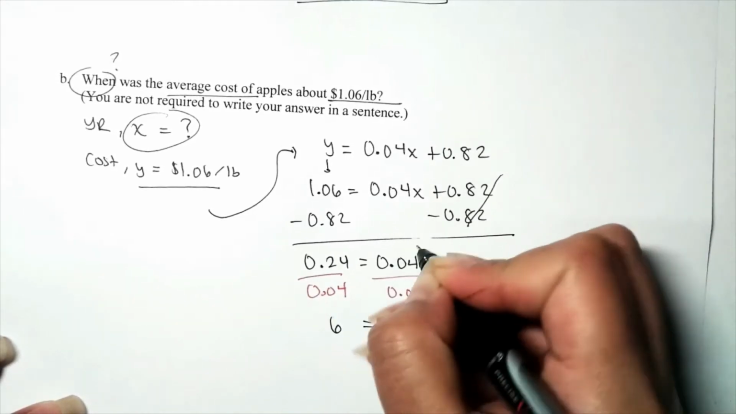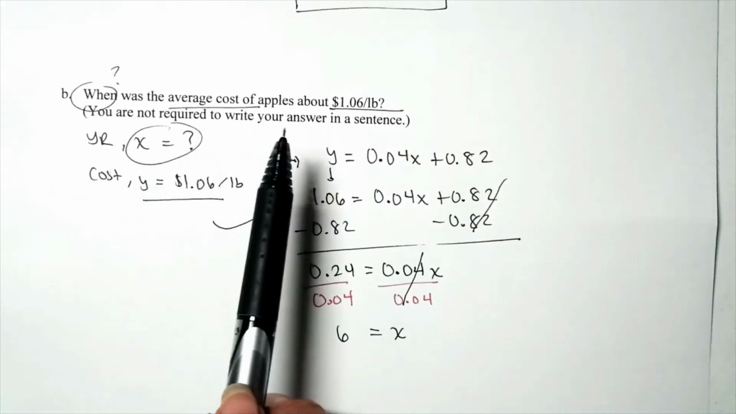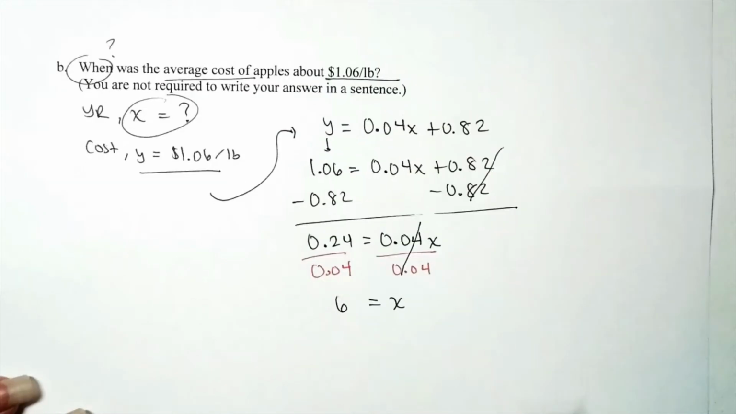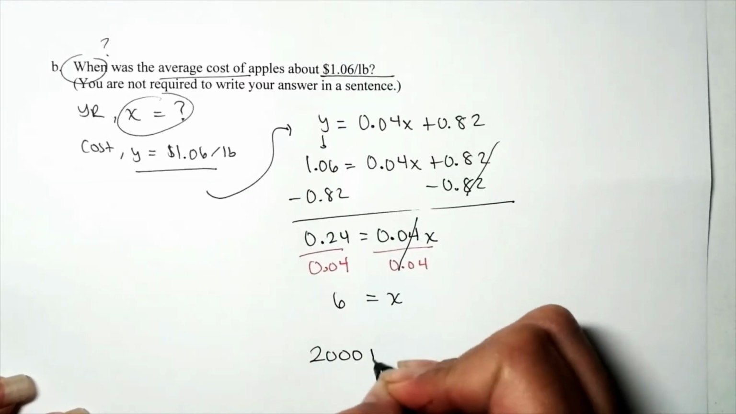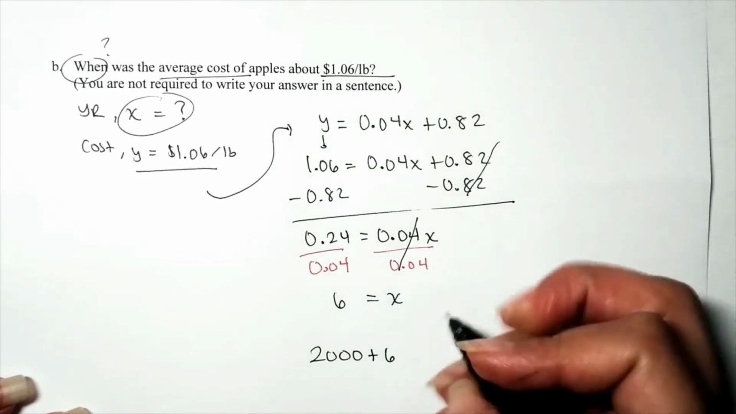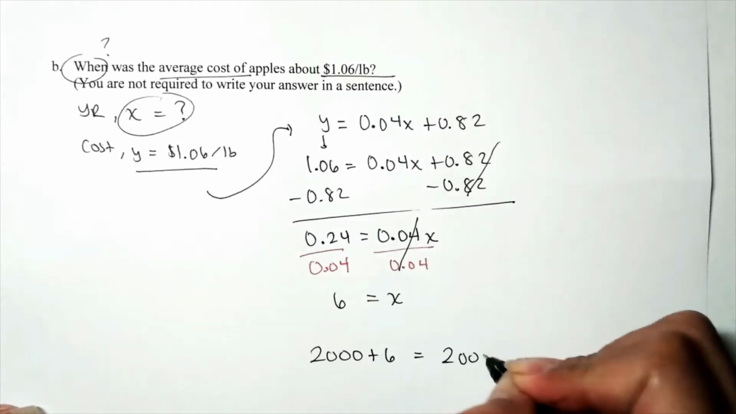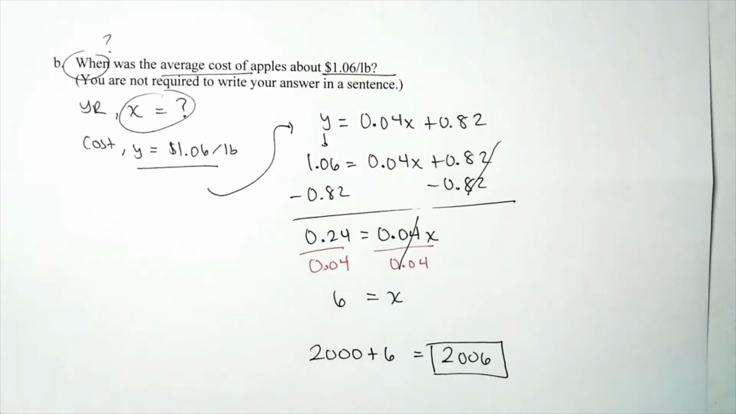So to answer the question, when was the average cost of apples about $1.06 per pound? We're not going to say, oh, in the year 6. The apples don't even cost that right now. In this case, x represents years past 2000. So if x equals 6, then 6 years past 2000 will give us 2006. If you're an overachiever, go ahead and write your answer in a sentence, but I'm going to take the green light. Fantastic. One word problem down, one more to go.